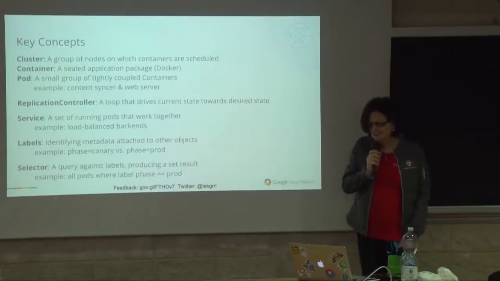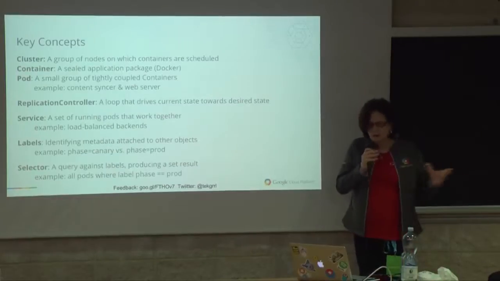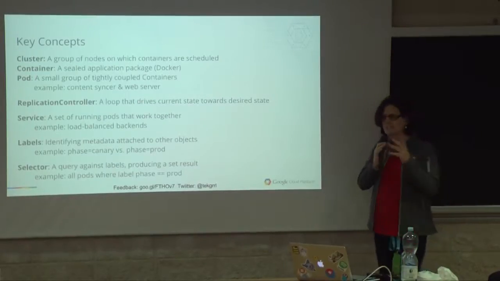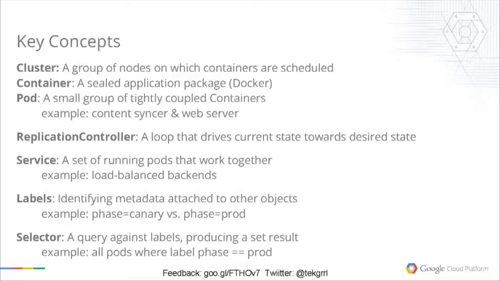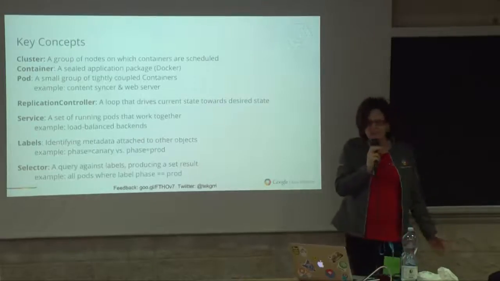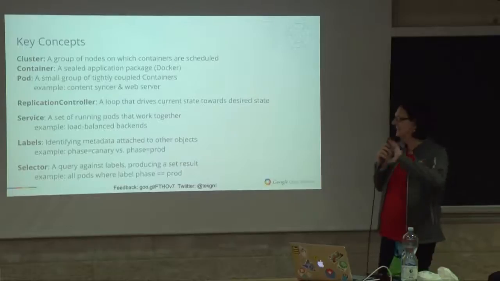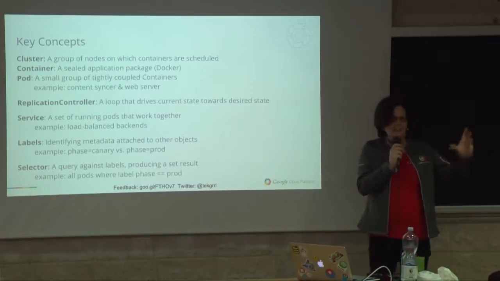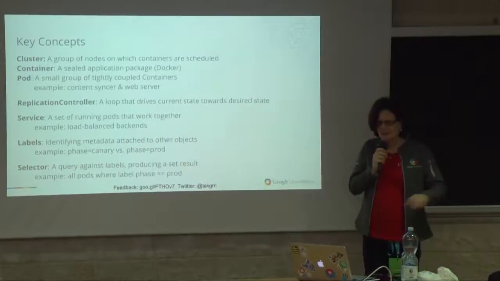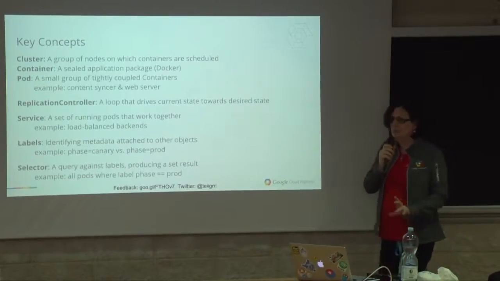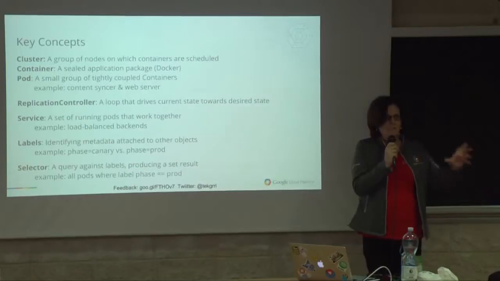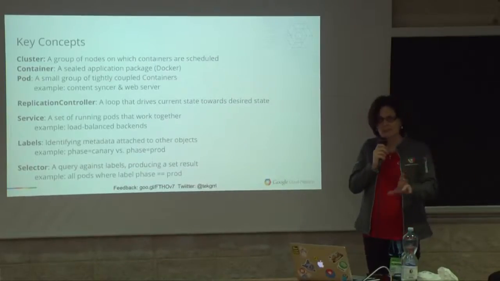There's also a service, which allows us to create a set of pods that will work together in order to service our needs. This could be like a bunch of Nginx machines or Redis workers, that kind of thing. Labels are the only grouping mechanism within Kubernetes. Effectively, this is identifying metadata which you can attach to everything within Kubernetes, including all the things we have in this list. Then we have a selector, which is something we can use to select objects based on their labels.